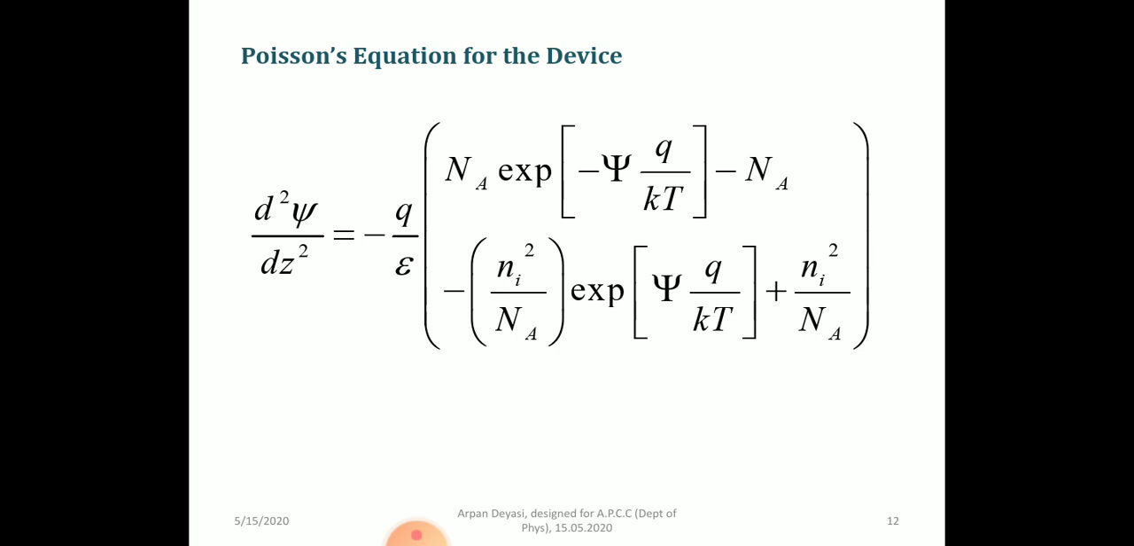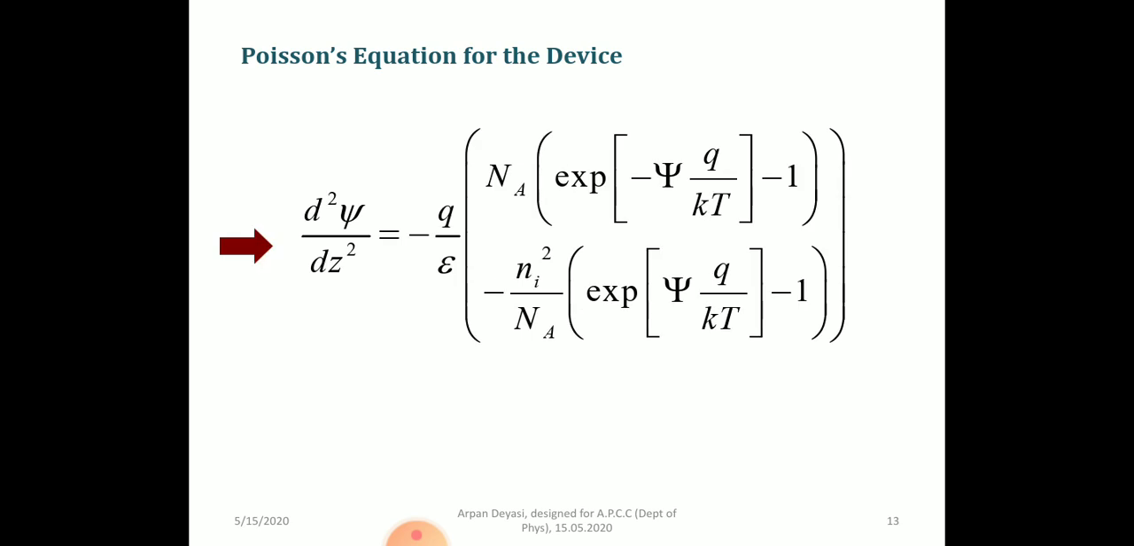Once you get all these values, look at the d2 psi by dz2 in the Poisson's equation. The first two parts I have written in that format. Why? In the first two parts you can take N_a as common. In the second, third and fourth terms, you can take n_i squared by N_a as common. So if you take all these parts as common, then what will happen?